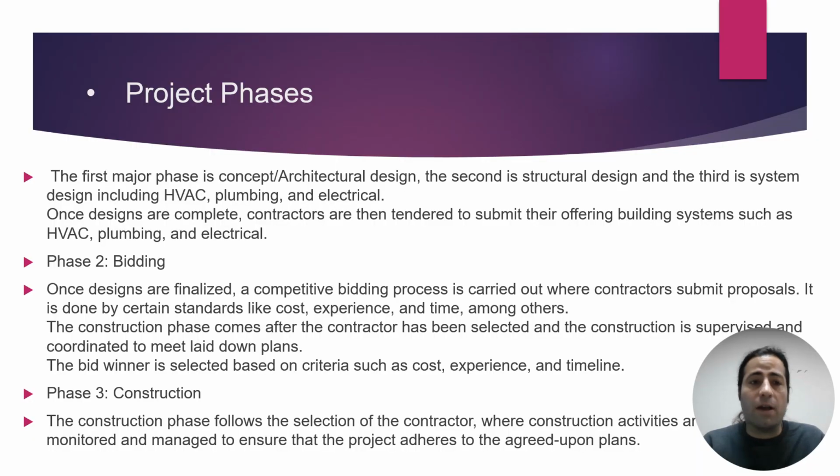Project phases. The first major phase is the concept and architectural design. The second is the structural design, and the third is the system design, including HVAC, plumbing, and electrical. Once designs are complete, contractors are then tendered to submit their offerings for building systems such as the HVAC, plumbing, and the electrical. Phase two is the bidding.